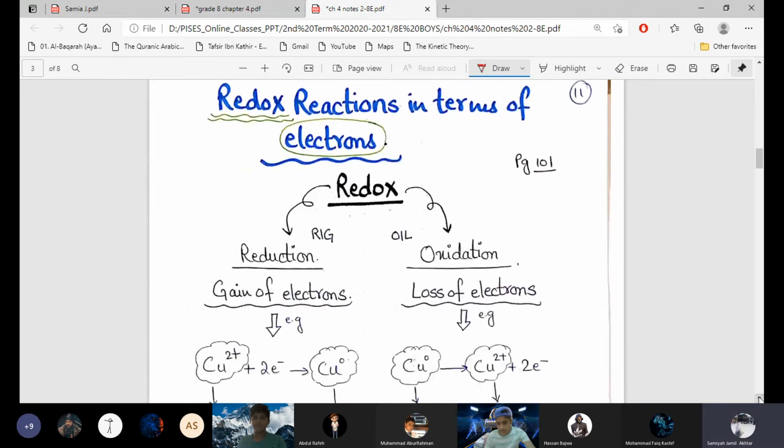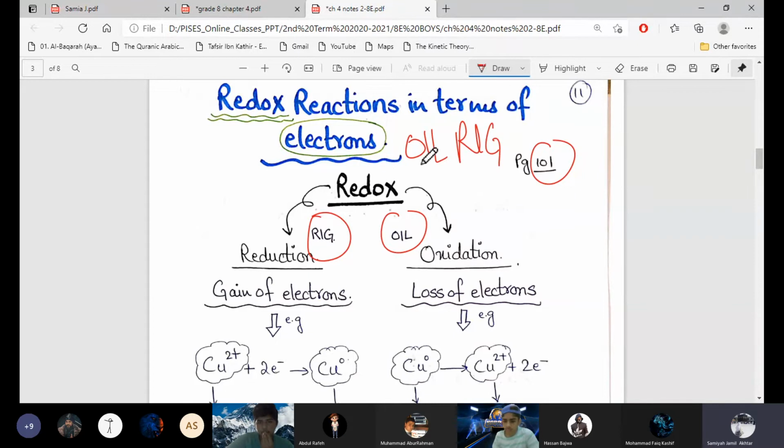Okay, then we have the new thing, the main thing, redox reactions in terms of electrons. On page 101 the definition is written. You must have heard about this OIL RIG. Yes, ma'am. OIL RIG: oxidation is loss of electrons, and reduction is gain of electrons.